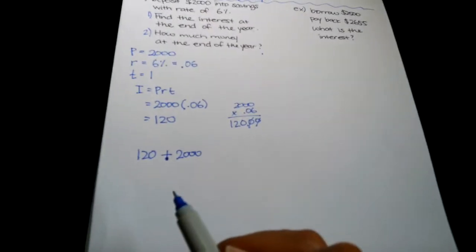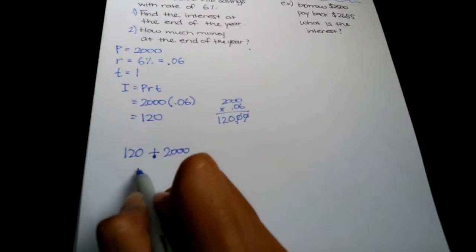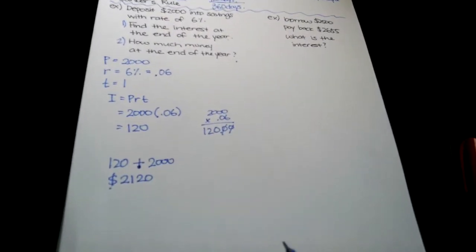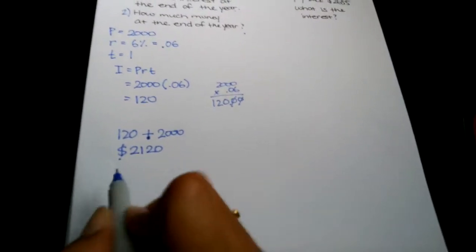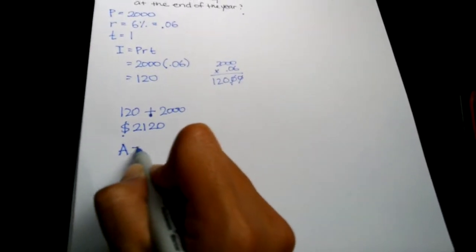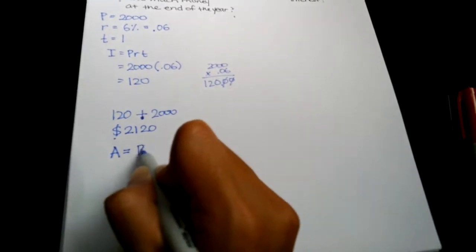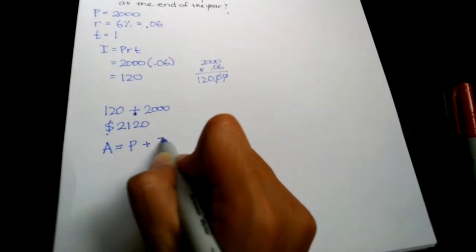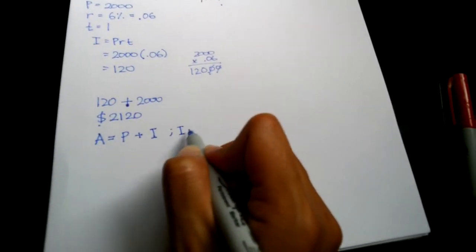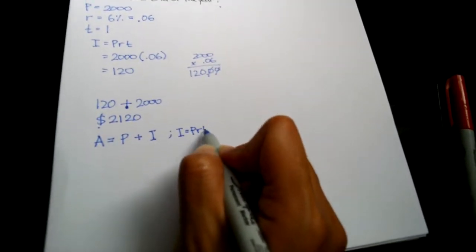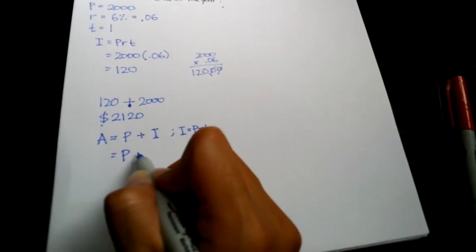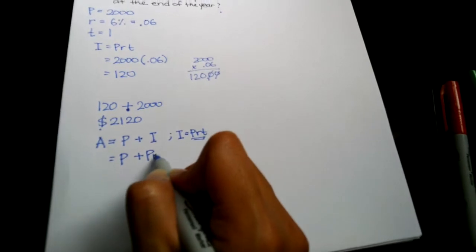So the money at the end of the year is $2,120. Okay, and this is where we get our next formula. When we want to find the future value, and we let A be future value, we take the principal amount and we add the interest, right? But since we know that the interest can be calculated by doing PRT, we substitute that in. So we get future value is principal plus PRT.